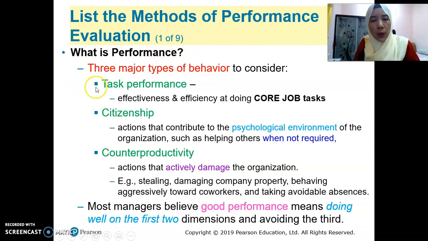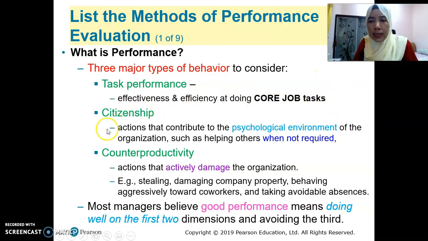So what is performance? There are three major types of behavior to consider in performance. When we talk about increasing employees' performance, especially at the individual level, we are referring to task performance. That means increasing the level of effectiveness and efficiency at doing the core job task. Task performance is related to performing core job tasks that directly relate to the job activities.